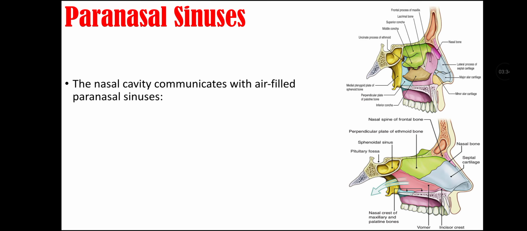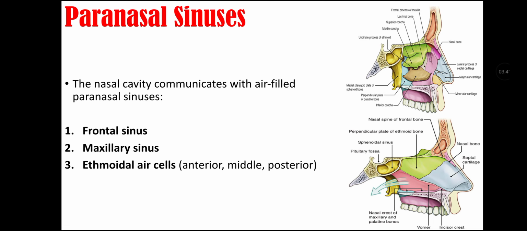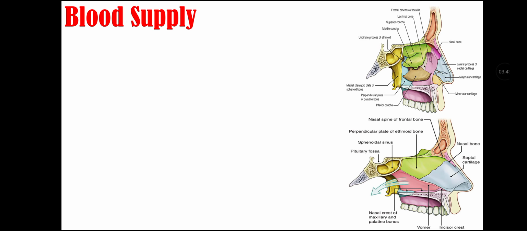Now let's talk about paranasal sinuses. The nasal cavity communicates with air-filled paranasal sinuses that include frontal sinus, maxillary sinus, ethmoidal air cells, and sphenoidal sinuses.